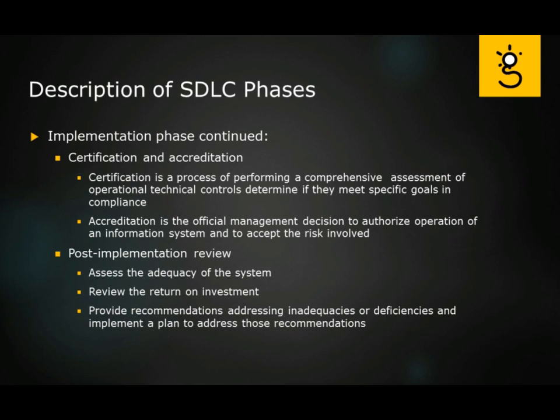Part of that implementation phase was certification and accreditation. Now, certification is a process of performing a comprehensive assessment of operational technical controls to determine that they meet the goals and compliance. The accreditation is the official management decision to authorize the operation of an information system and to accept the risks involved.